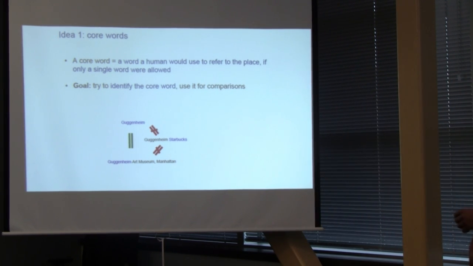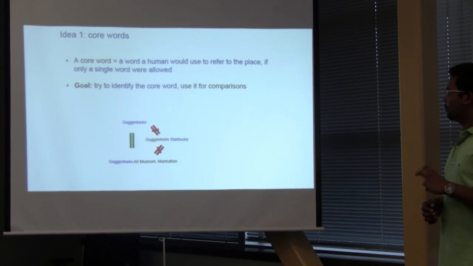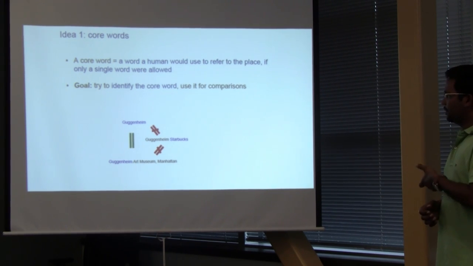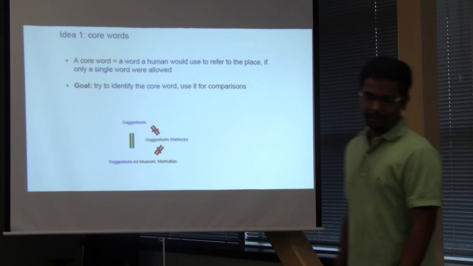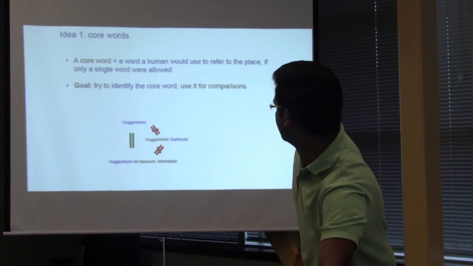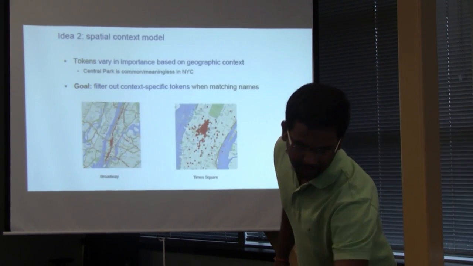So how do we solve this problem of entity resolution? We can find one core word, like a word a human would use to refer to the place if only a single word were allowed. By using this approach, we can find the particular word that the user may use to refer to the entity. So with one word extracted, we can find the exact entity that the user was referring to. And another idea is spatial context.